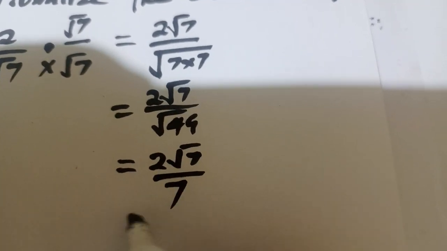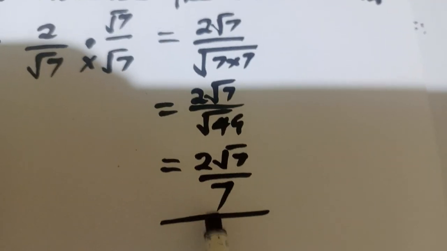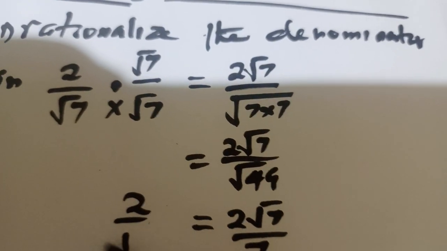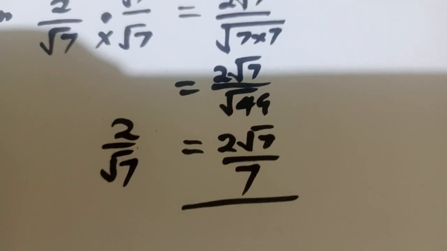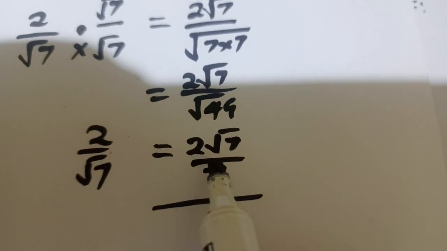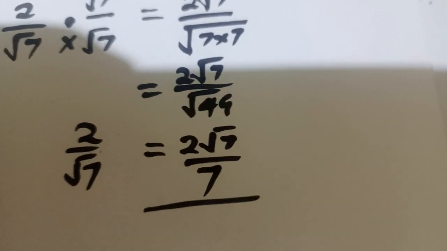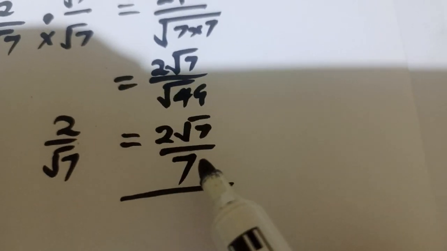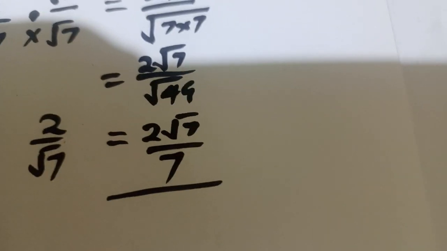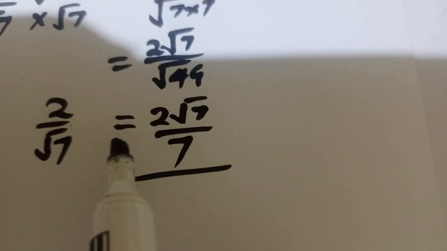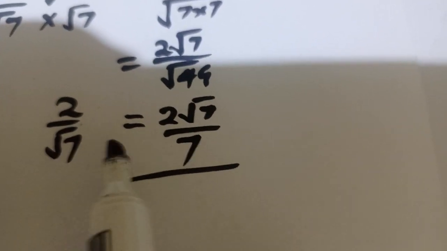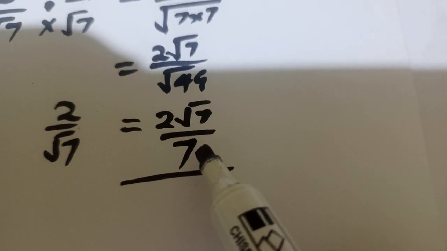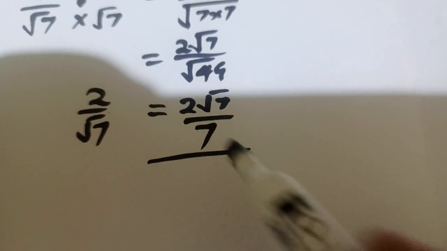over 7. Now, this is the same as 2 over root 7, the first fraction that we had. So when written in this form, we say we have rationalized the denominator. In the original case, we had a surd in the denominator. In the final case, we don't have a surd in the denominator. And remember, we haven't changed the mathematical meaning of this fraction. We have only changed its appearance. So this is the rationalized form.